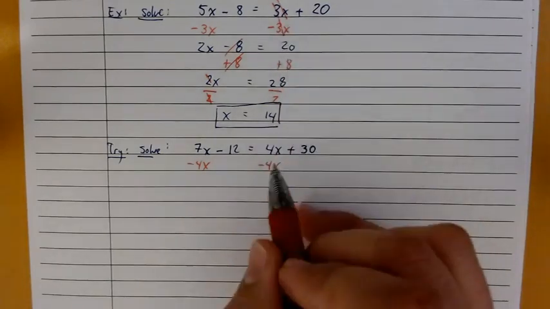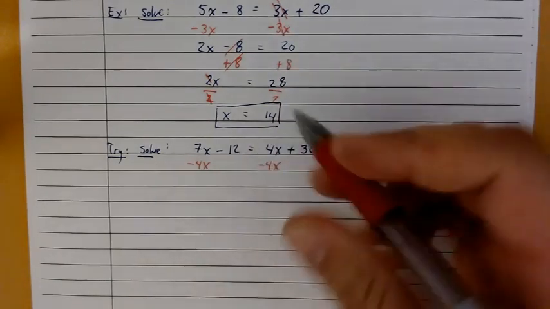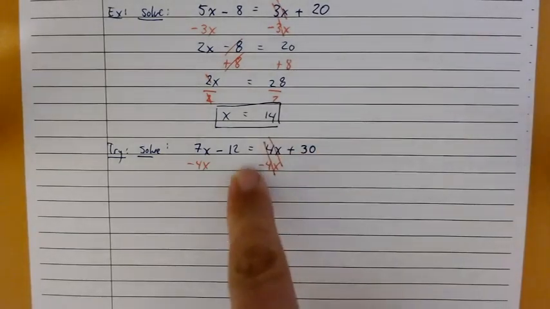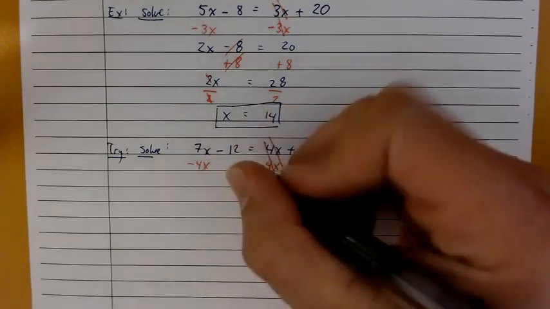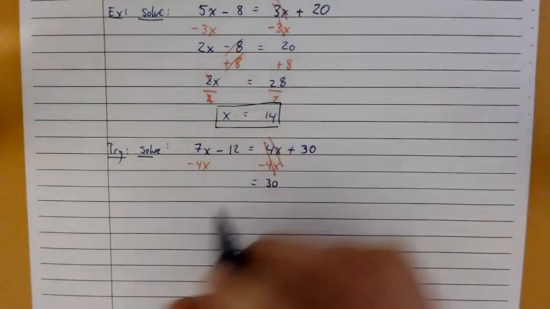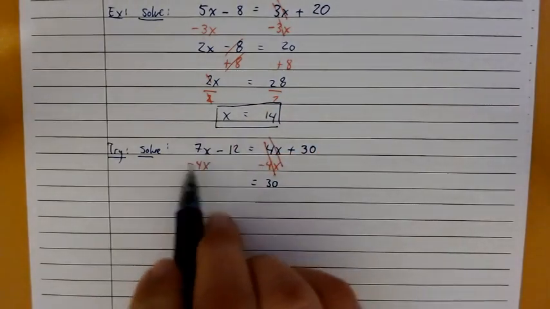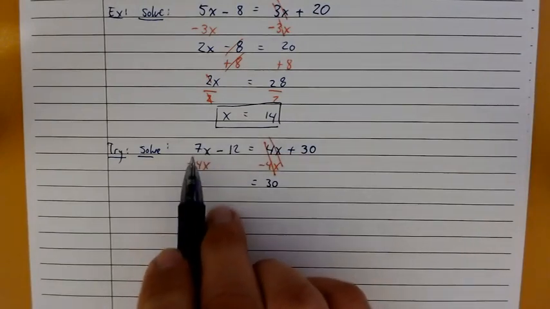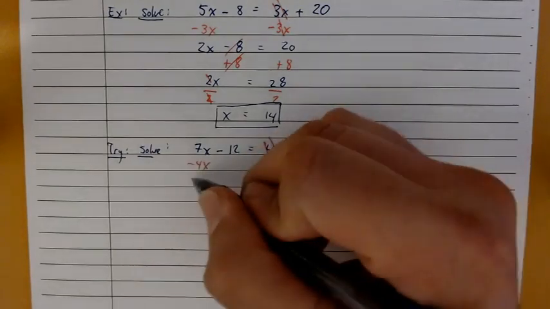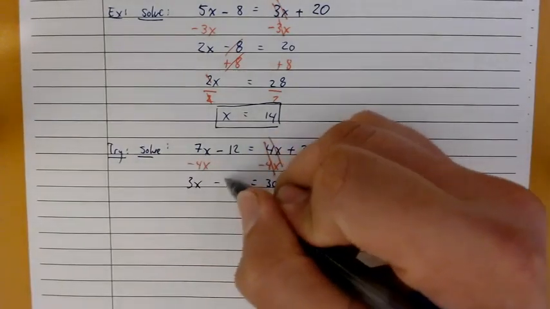But again, my habit is I always pick on the smaller one, so I'm going to go ahead and continue with that. 4x minus 4x is gone. That's 0. Leaves me just that 30. On this side, these are now like terms because they're on the same side in the same expression, so now I can combine them. 7x minus 4x is going to give me 3x minus my 12.